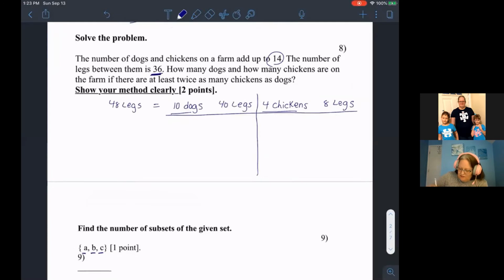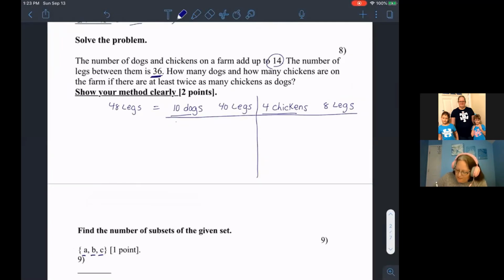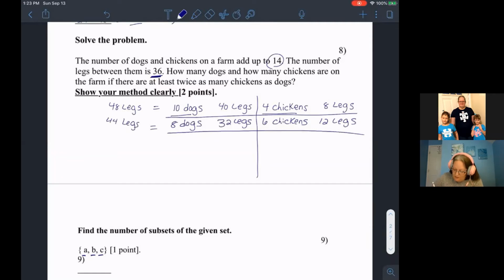So then I did 8 dogs, which has 32 legs. Now if I lower the amount of dogs, I have to raise the number of chickens. So that would give me 6 chickens. And then 6 chickens has 12 legs, giving me a total of 44 legs. So I'm getting closer, but not quite. And then next I went down again.